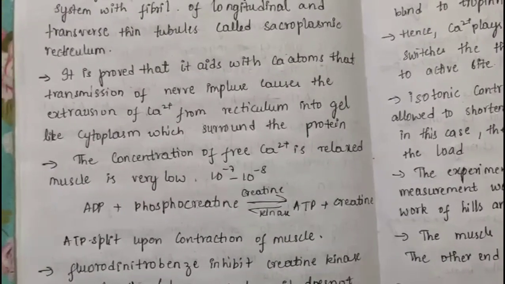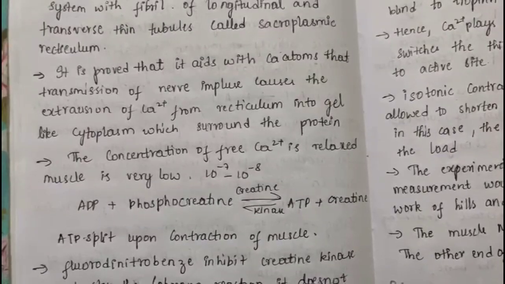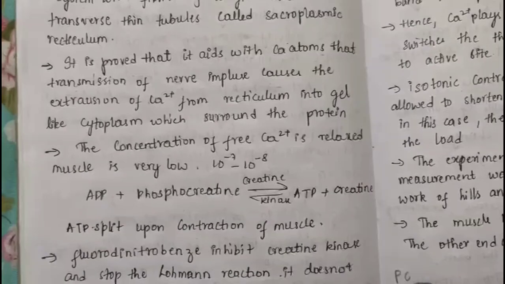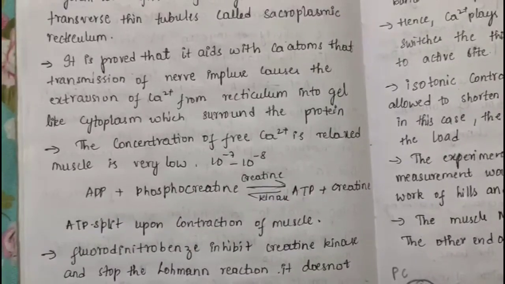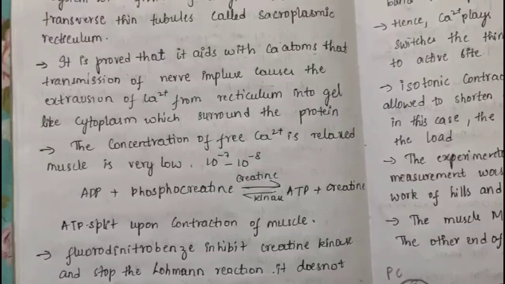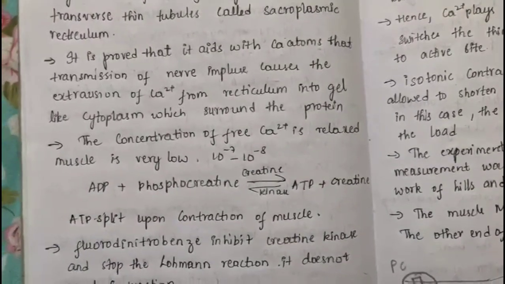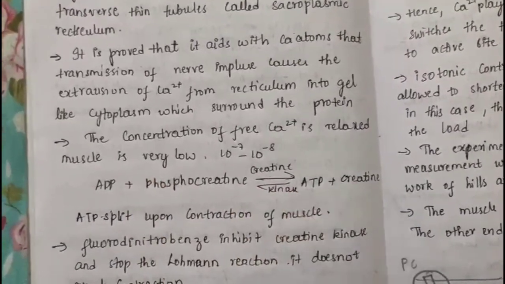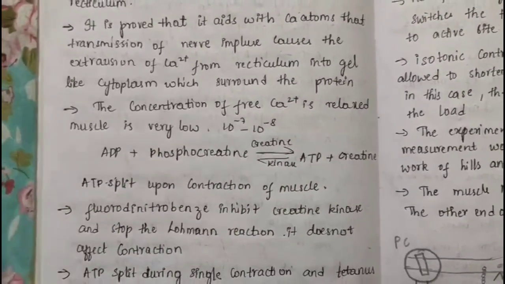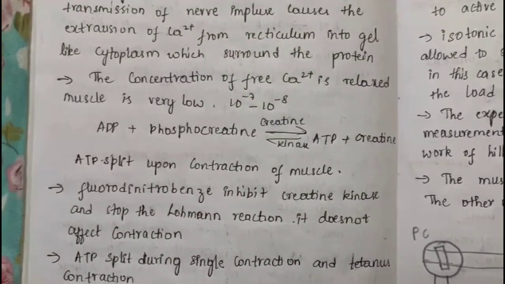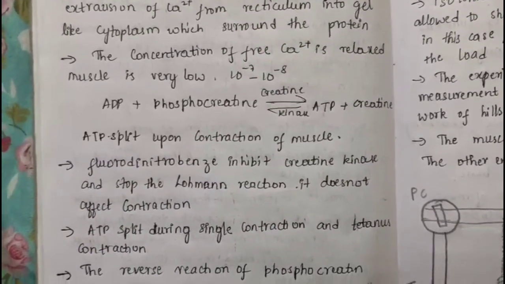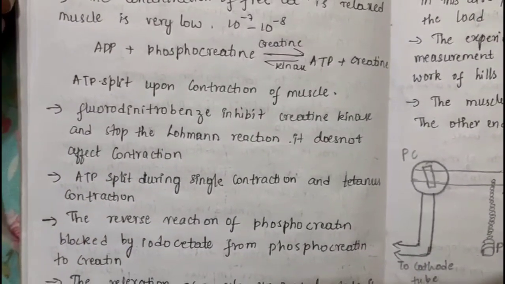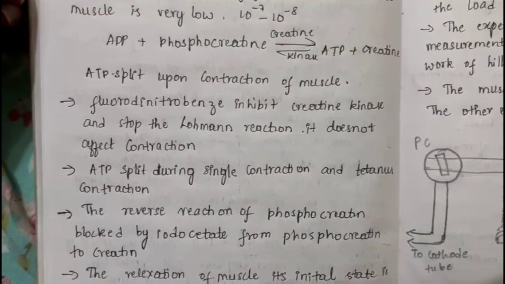ADP plus phosphocreatine, where creatine kinase gives ATP plus creatine. ATP is split upon contraction of the muscles. Fluorodinitrobenzene inhibits creatine kinase and stops the Lohmann's reaction. This is the Lohmann's reaction. It doesn't affect contraction. ATP is split during single contraction and tetanus contraction. The reverse reaction of the phosphocreatine is blocked by iodoacetate from phosphocreatine to creatine.